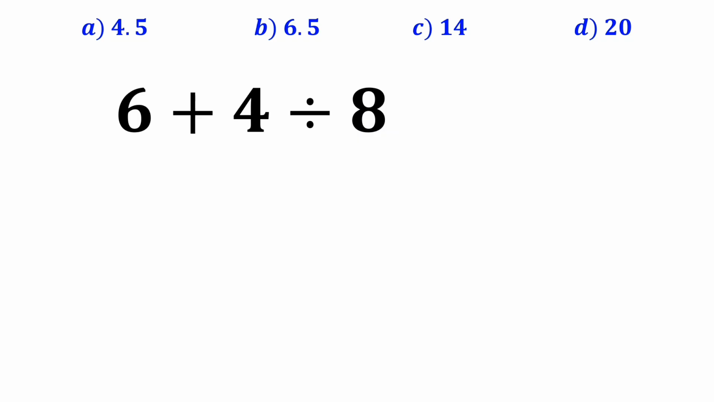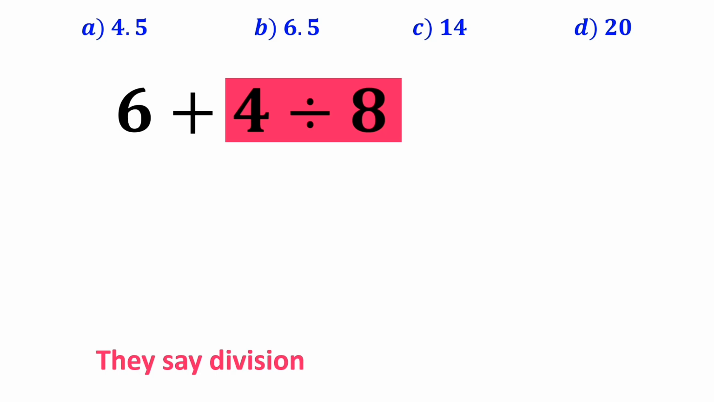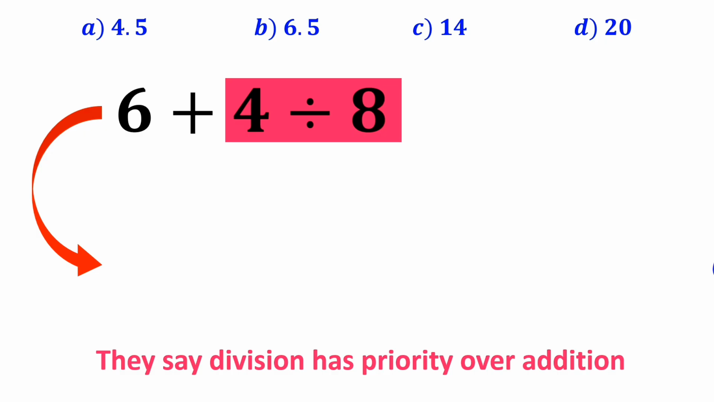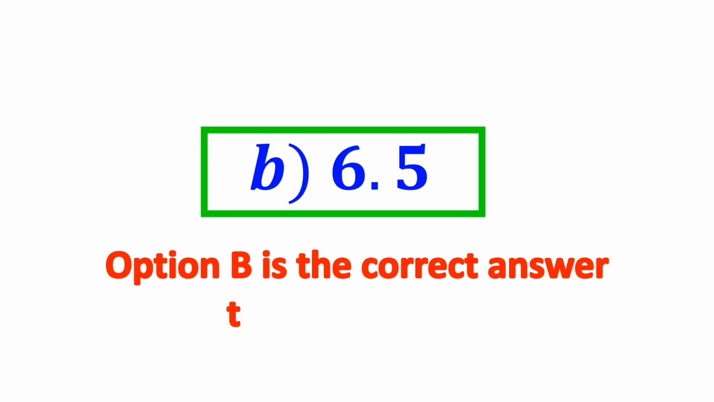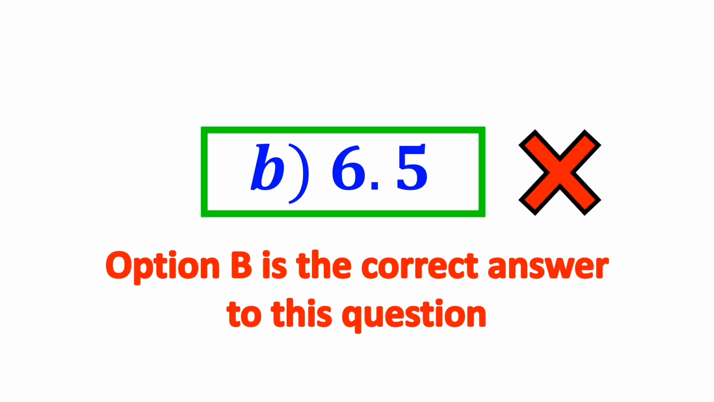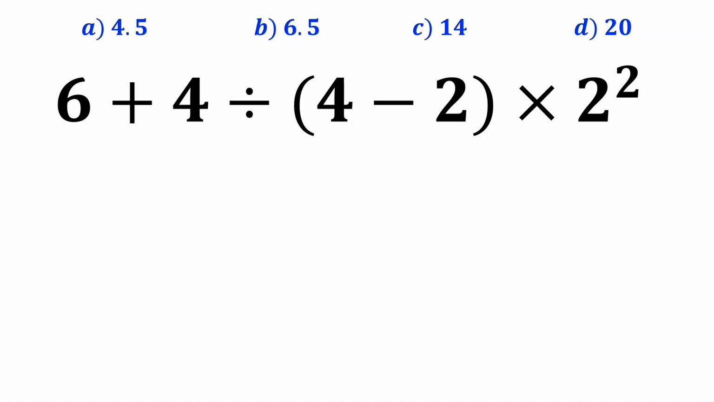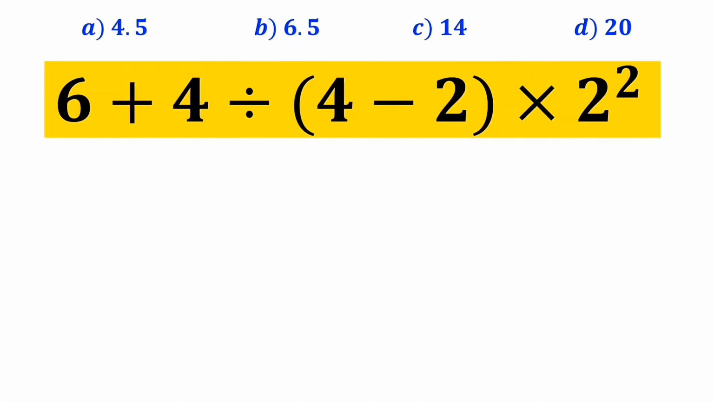In the next step, they perform the division between 4 and 8, because they say division has priority over addition. So, they simplify this expression to 6 plus 0.5, which ultimately equals 6.5. And immediately, they conclude that option B is the correct answer to this question. However, that's definitely wrong. Now let me show you how to solve this expression properly.